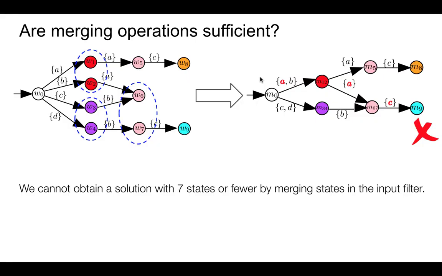If you try all different ways to merge, you will find out that there's no way for you to reach a filter with 7 states or fewer by just the merging operations. Now let me show you a different way.